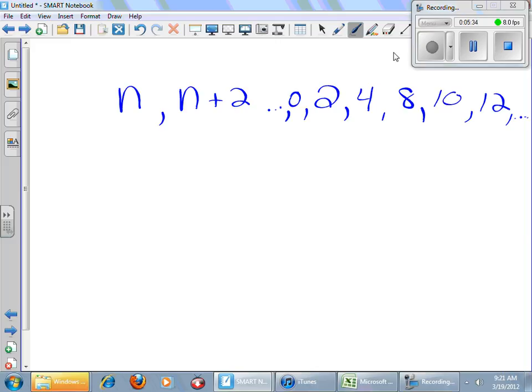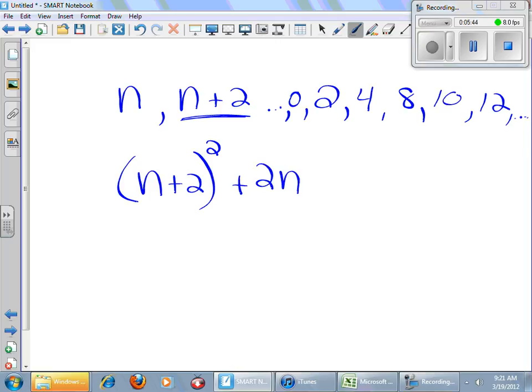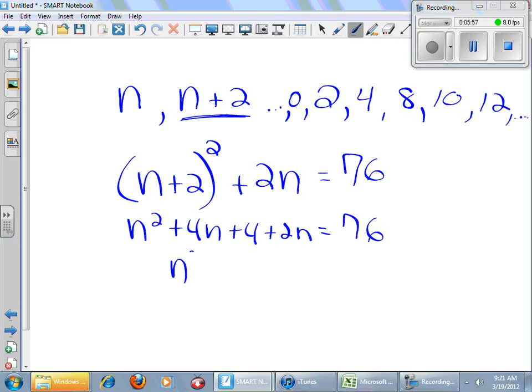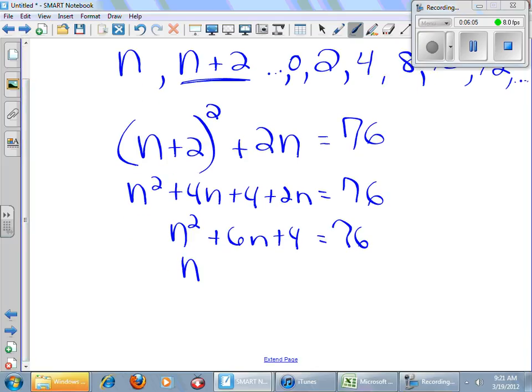All right, it says when the square of the second, well the second one is this. The square of it would be n plus 2 as a quantity squared. Is added to twice the first, you get 76. I'm going to FOIL and get n squared plus 4n plus 4 plus 2n, that'll equal 76. N squared plus 6n plus 4 equals 76. And now it's just a matter of getting it equal to 0 and then solving. There you go.